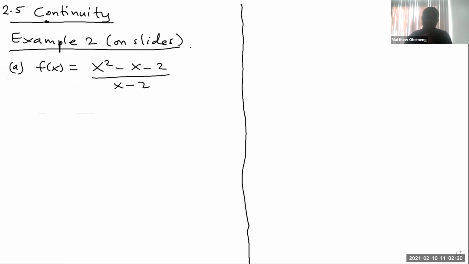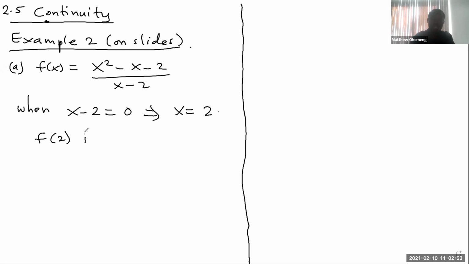Now, from last time, we realized that if the function is continuous, it has to be defined, right? So for a function like this, what we are going to investigate is whether we get a point where the function is not defined. If we have a point where it is not defined, then the function is discontinuous at that point. You can clearly see that since it's a rational function, when the denominator is equal to 0, it is not defined. In this case, we get x equal to 2. So f of 2 is undefined.